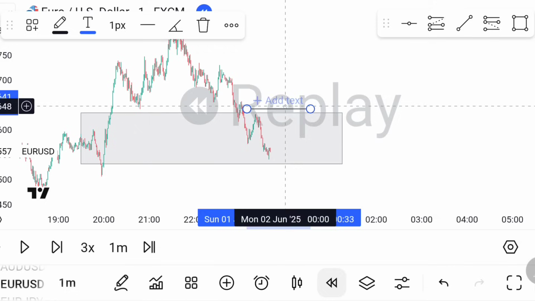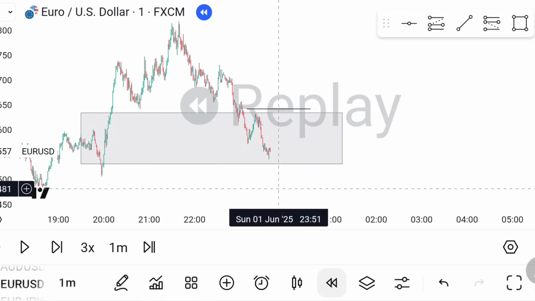So we want the market to break this point. It signifies our change of character, and now we want to look for our entry. So let's play. The market is still in the zone. So at what point will it break? Will it break that?